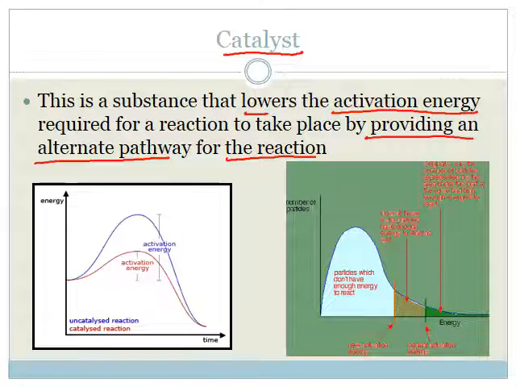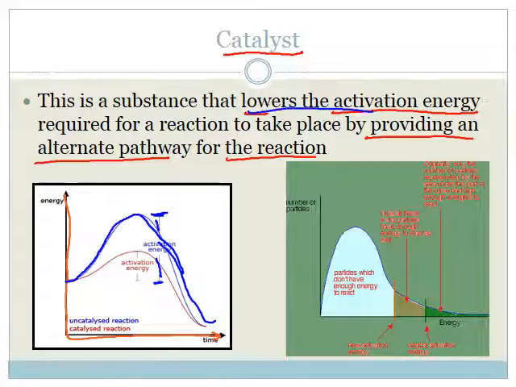So in other words, if you look at this graph on the left-hand side, this is a potential energy versus time period graph. And normally your graph looks like this, up here, activation energy is all the way up there, and I'm terribly sorry, my graph is terrible. So the activation energy required is all this bit over here. Now if we add a catalyst, the catalyst lowers the activation energy.